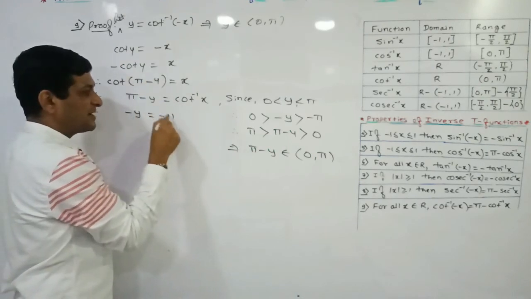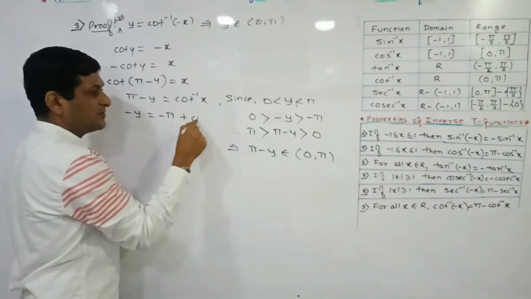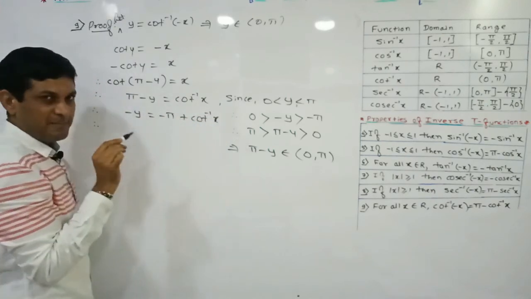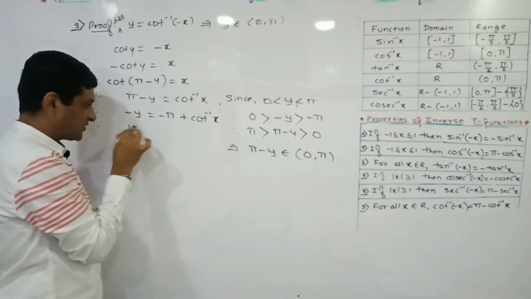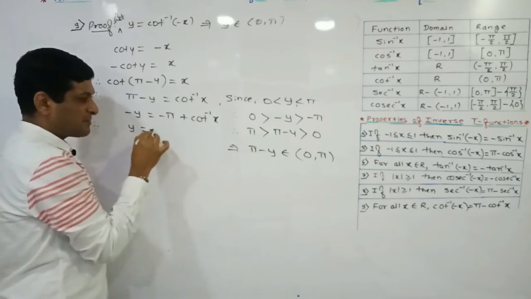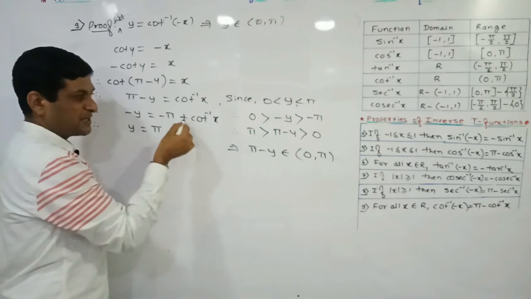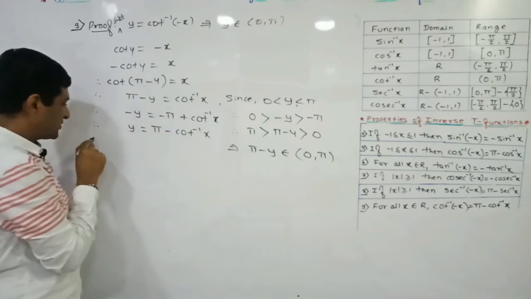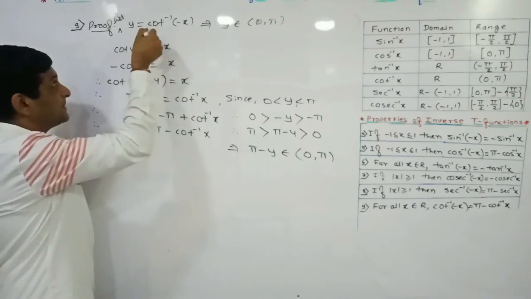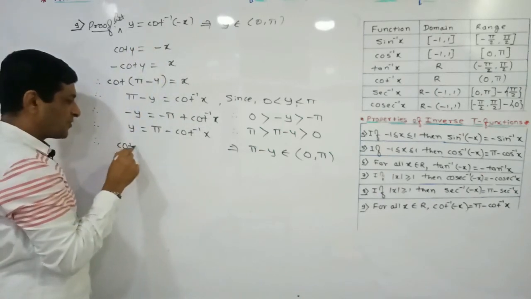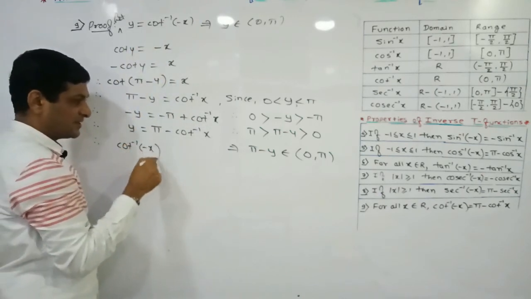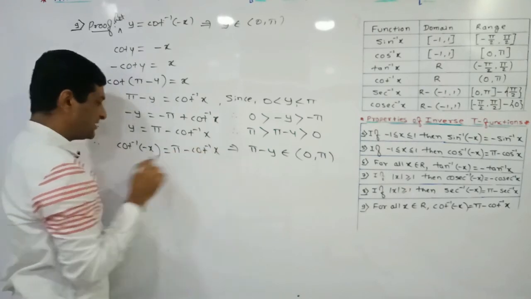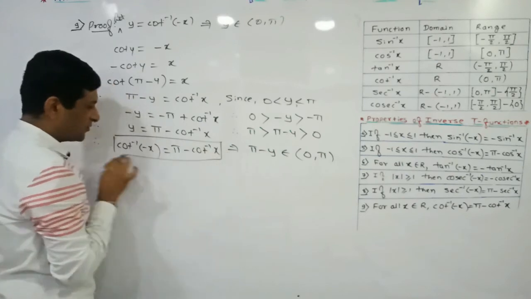So now simplified, minus y, keep it as it is, equals this plus pi. On this side it will become minus pi. Keep this cot inverse of x as it is. Now we are multiplying both sides by minus. So minus y will become plus y. On this side, minus pi will become plus pi, and plus cot inverse will become minus cot inverse of x. So therefore y can be replaced by cot inverse of minus x. On this side pi minus cot inverse of x, keep it as it is, and this is the result which we have to prove here.